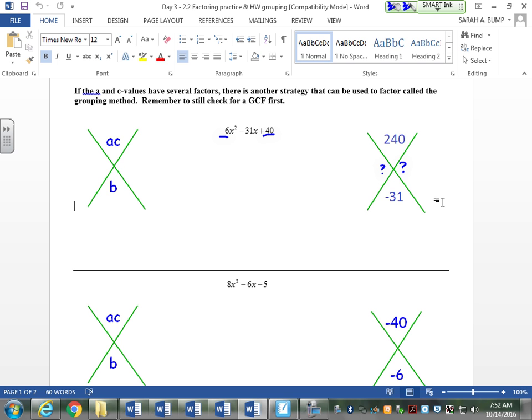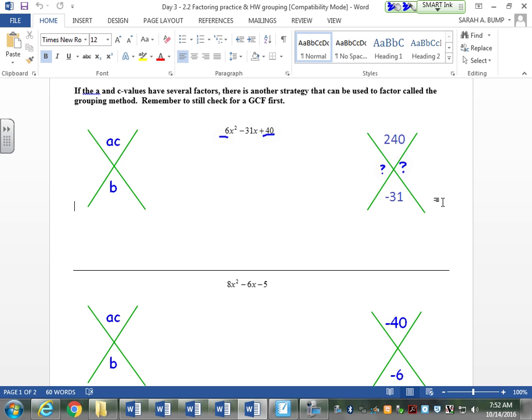240 divided by 13 is a decimal. 240 divided by 14 is a decimal. 240 divided by 15 is 16. That is our winning combination. 15 and 16 can add to negative 31 if, here I'd ask you guys what they'd have to be.